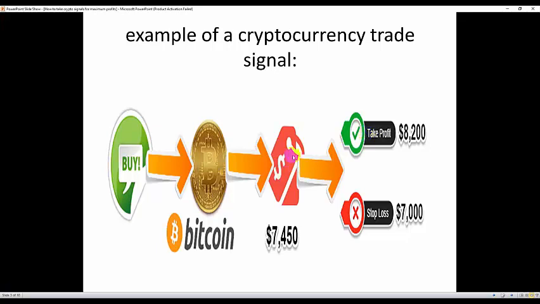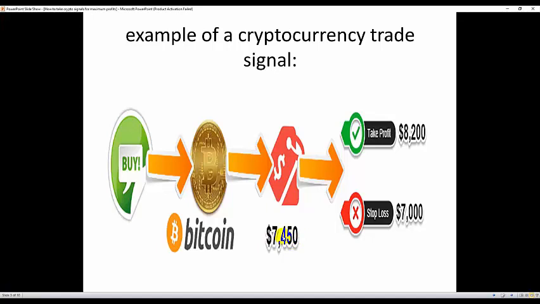Now aside from that, another feature is the take profit. So for example, let's say buy or sell Bitcoin at the rate of $7,450. This is the price you're supposed to buy or sell at, depending on the signal the person gives you. Now they say take profit at 8.2. Taking profit at 8.2 means that you're buying actually, so this is a buy order. They say buy Bitcoin at 7,450, take profit at 8,200. It means you're buying at this price.